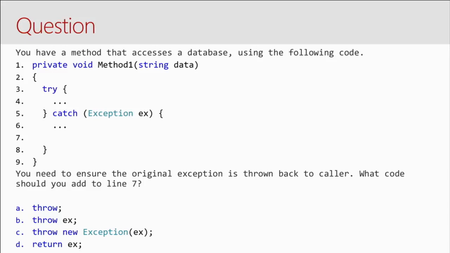One D. All right, returning EX won't throw the original exception back to the caller. It'll pass it back to the caller, but not as an exception. It will just send it. The actual correct answer is A. Throw EX will throw it as an exception. Throw new exception with EX in it will create a new exception and have EX, whatever that is, as the inner exception. So throw is the correct answer.